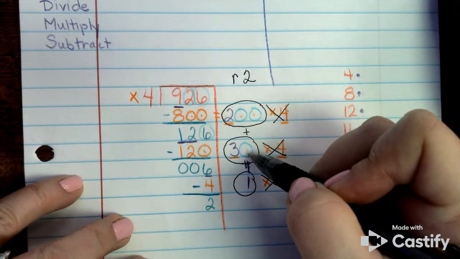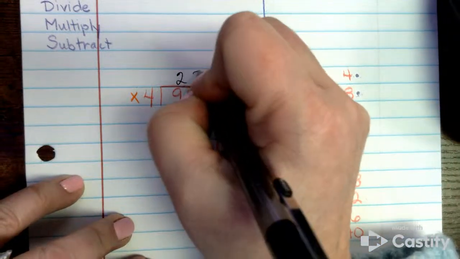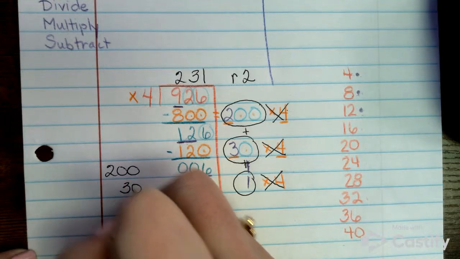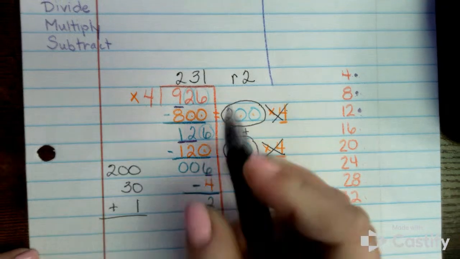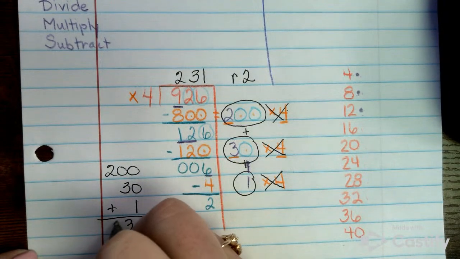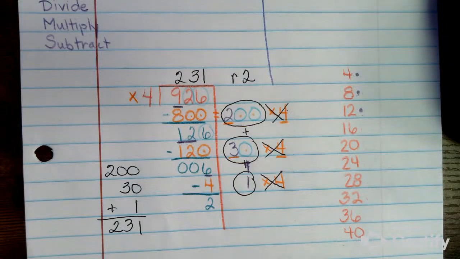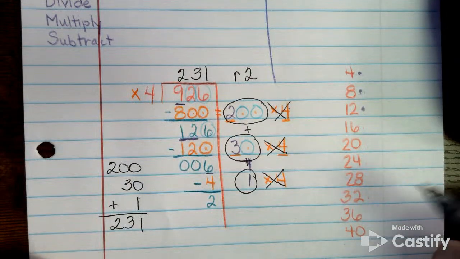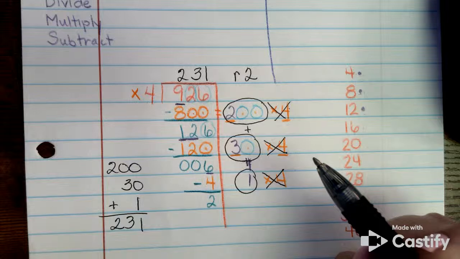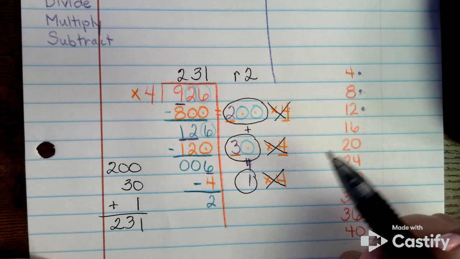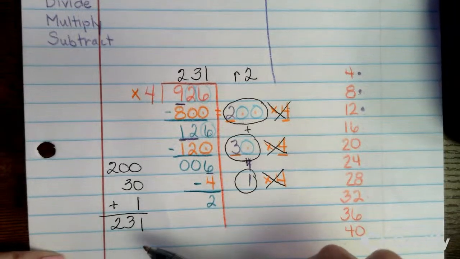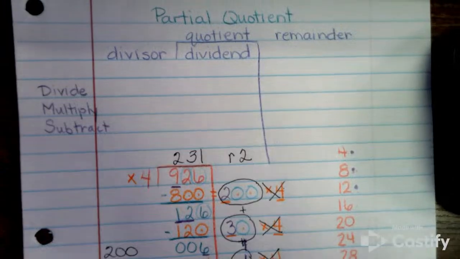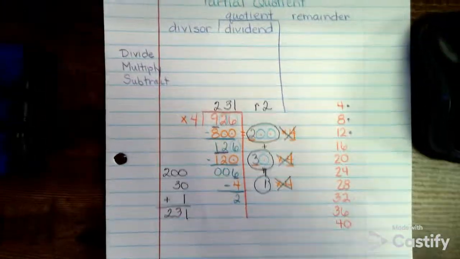We add together our partial quotients. We have 200 plus 30 plus 1. I can do that in my head, but if you want to put 200 plus 30 plus 1 to practice that addition, you're going to get the same sum. So 231 remainder 2. You can see we used divide, we used multiply, we used subtract, we used addition. So all of those skills are necessary for our partial quotient strategy.